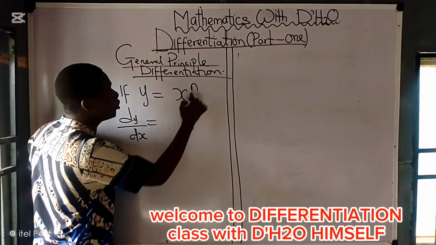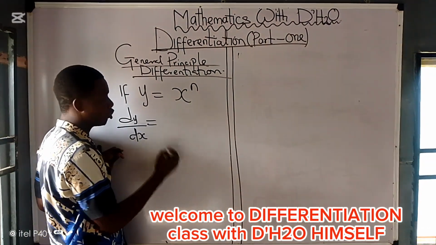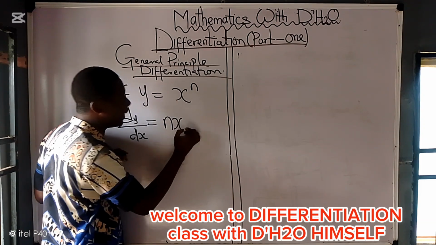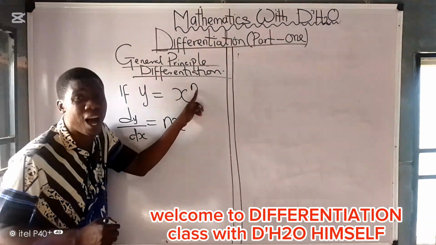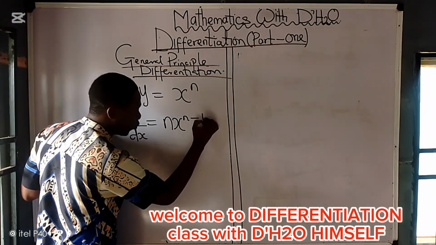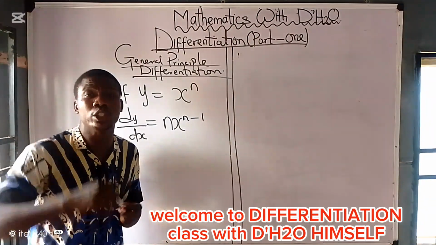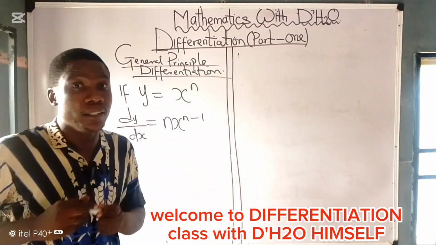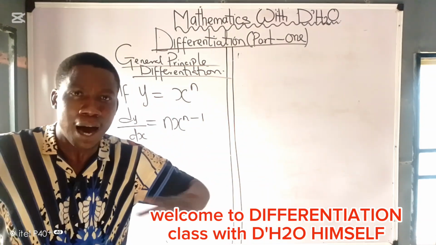And how do we do it? Very easy. Use this n to multiply the x. So you have nx. Then you reduce the power of x by 1, which is this n. So you have n minus 1. That's how to differentiate. Use the power to multiply the number. Then you remove 1 from the power.